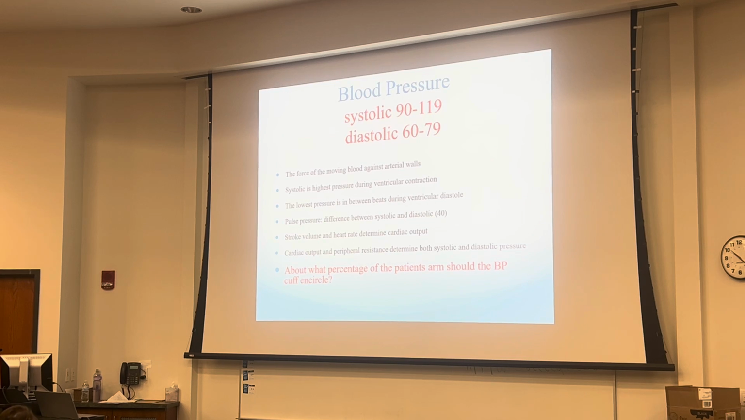All right, so blood pressure then, our last vital signs topic. So there's our normals up here. Systolic is the top number, diastolic is the bottom number. Top normal is 90 to 119. Bottom normal is 60 to 79. If it's below that, we'll be hypotensive, or above that we'll be hypertensive.